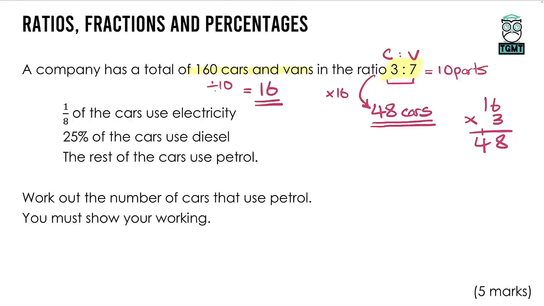Now it says 1/8 of those cars use electricity. So 1/8 of 48 is 48 divided by 8, which is equal to 6. So 6 cars use electricity.